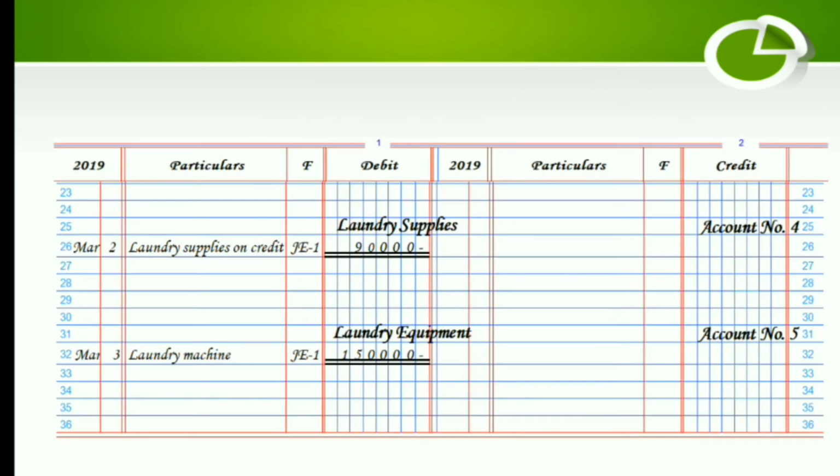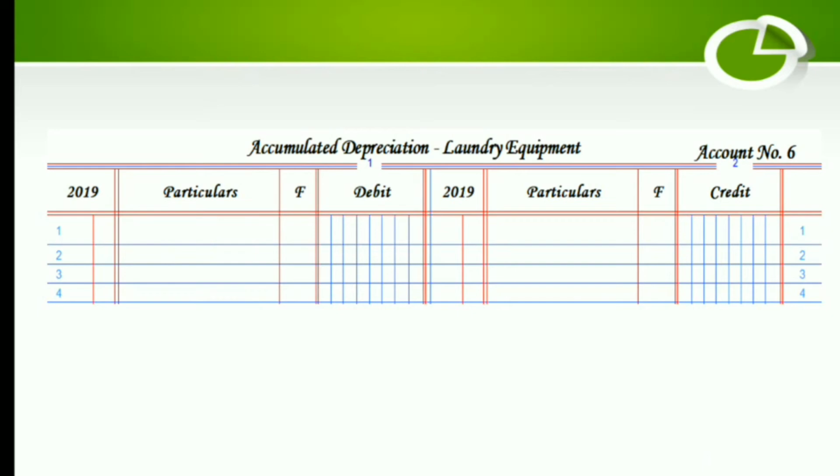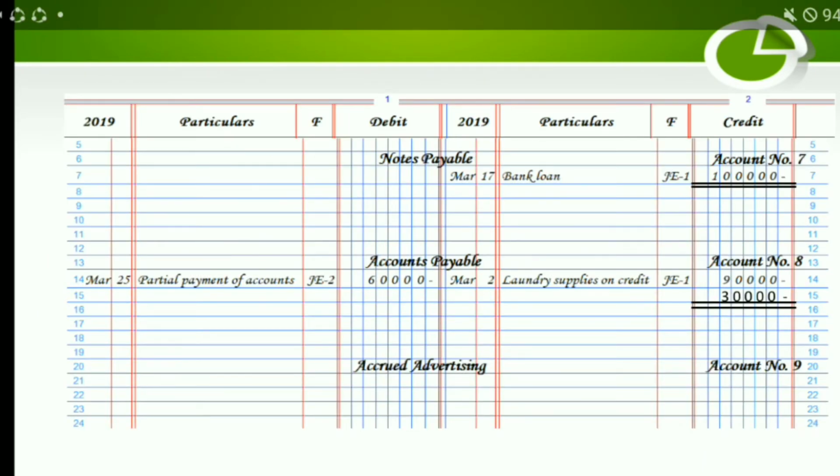Next is account number 5, laundry equipment, and it has a debit balance of 150,000. So we're going to copy it in the trial balance. So we have laundry equipment, 150,000 debit. Moving on to account number 6. So blanco siya, so we need to skip this one. And let's proceed to account number 7.